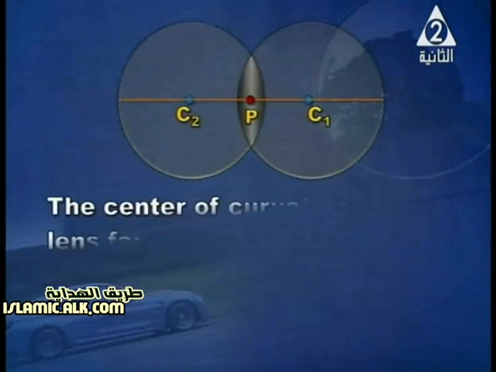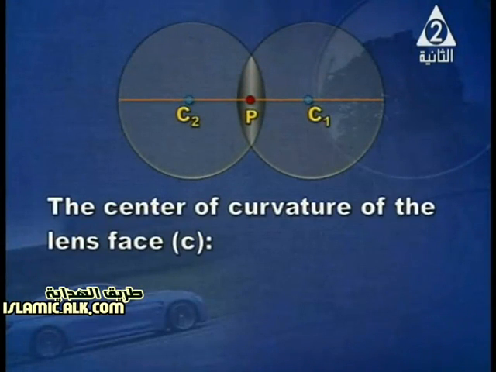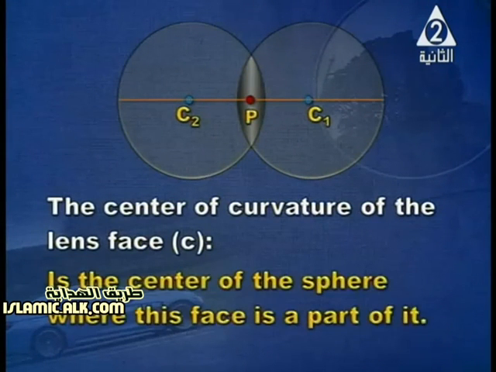Number one, the center of curvature of the lens, which is abbreviated by C, is the center of the sphere where this face is a part of it. This is the center of curvature, and this is another center of curvature, as we know that the convex lens is a part of two spheres. So it has two centers of curvature.